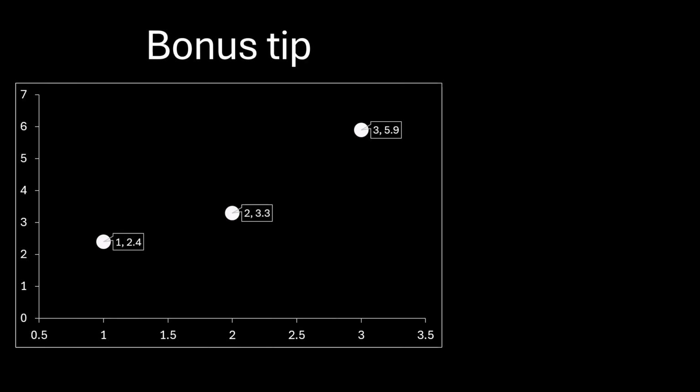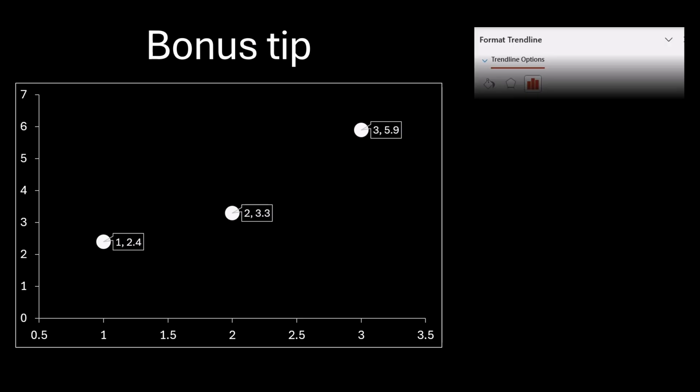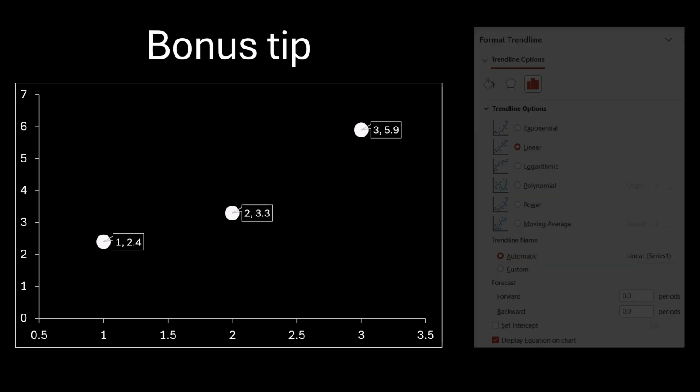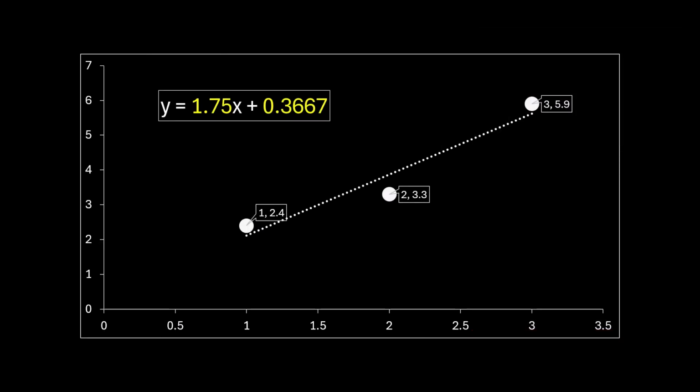As a bonus tip, everything we did using method 2, least squares estimation, is exactly what happens when you add a trend line to a chart in an Excel spreadsheet. When you select display equation on chart, you are actually applying the least squares estimation method behind the scenes. And as you can see, the equation shown on the chart matches the values we calculated manually.